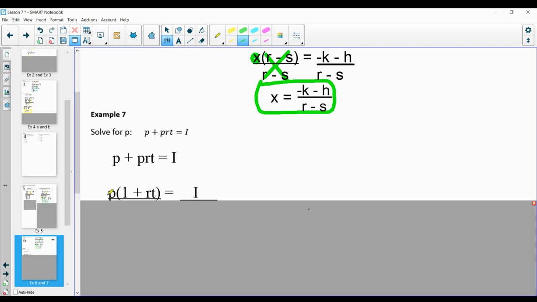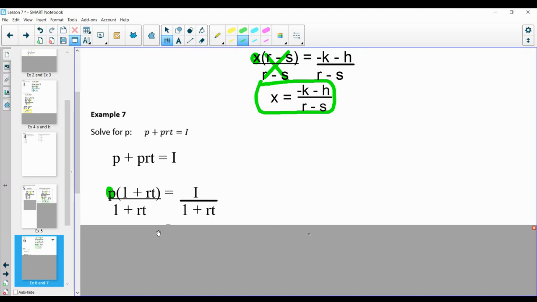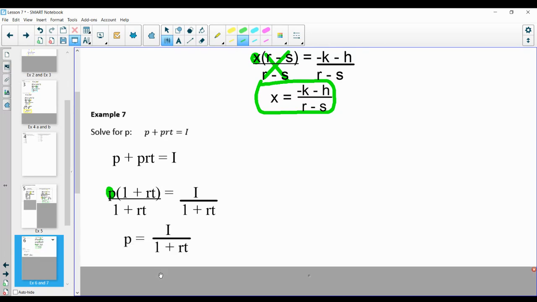So I just factored out the p. And from this point, the p is by itself. How do I get rid of multiplying by 1 plus RT? I'm going to divide both sides, and I will be left with p equals I all over 1 plus RT.